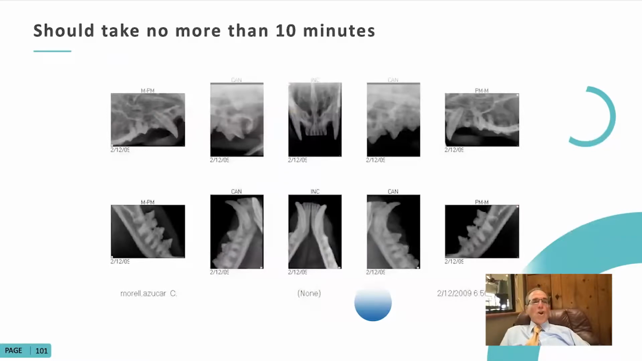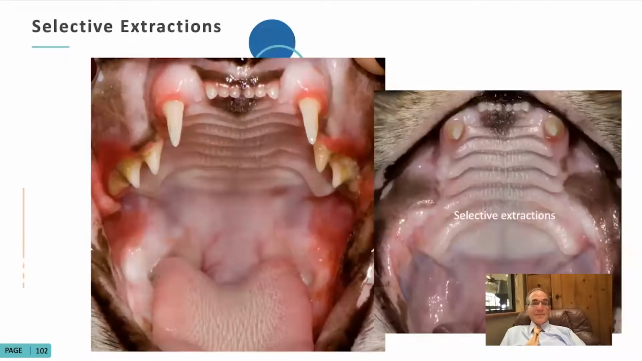The goal is that a full mouth series shouldn't take more than 10 minutes. This is doable by putting your technician in a room with a skull or a cadaver specimen and letting them practice that way rather than initially on a live case.